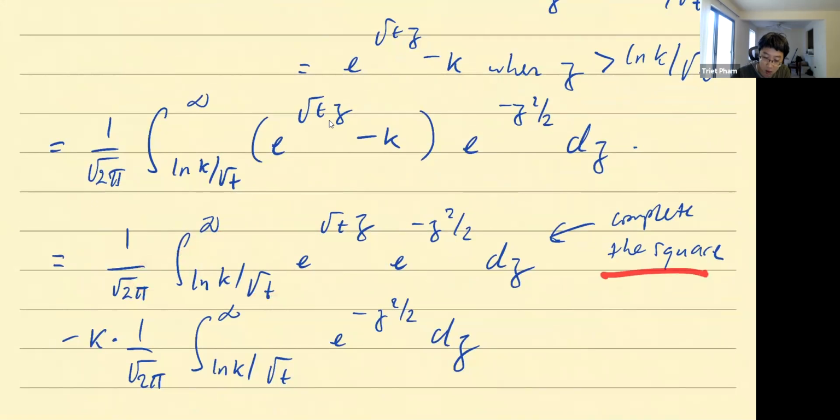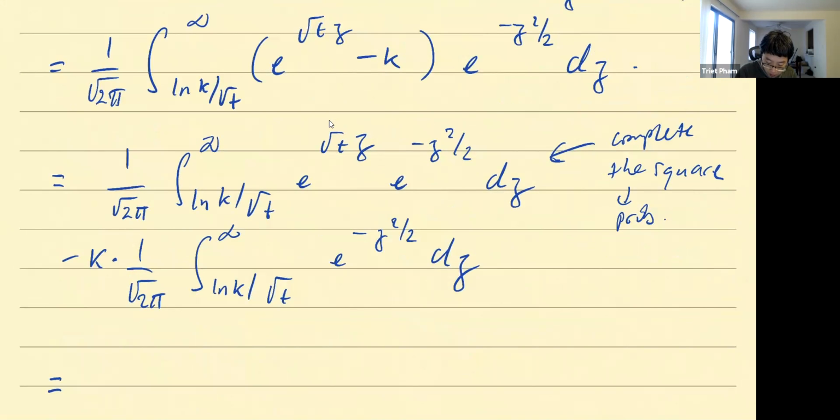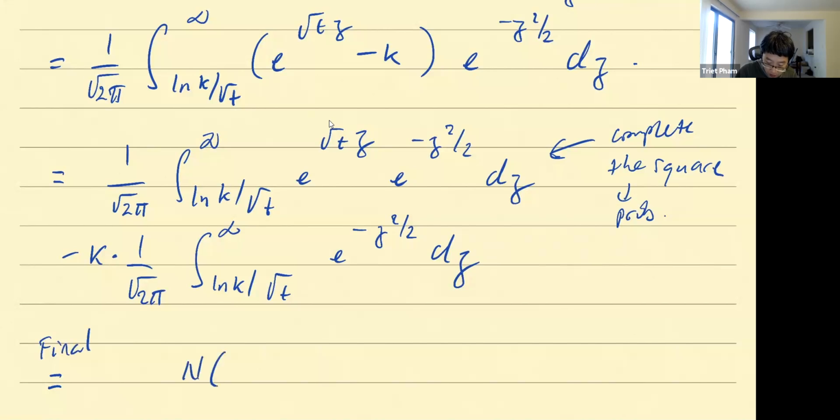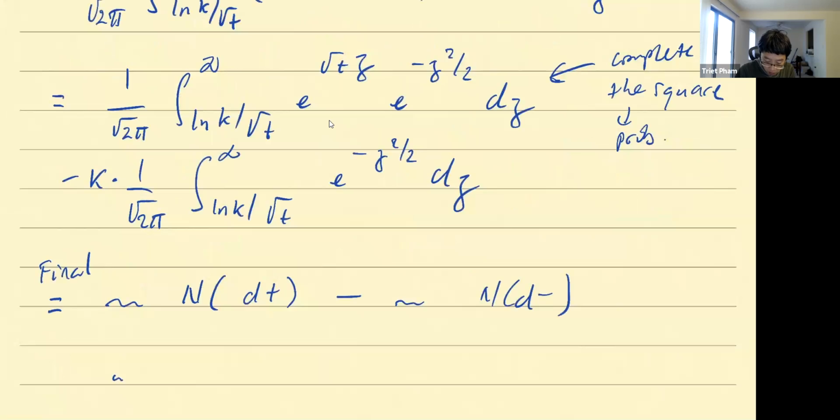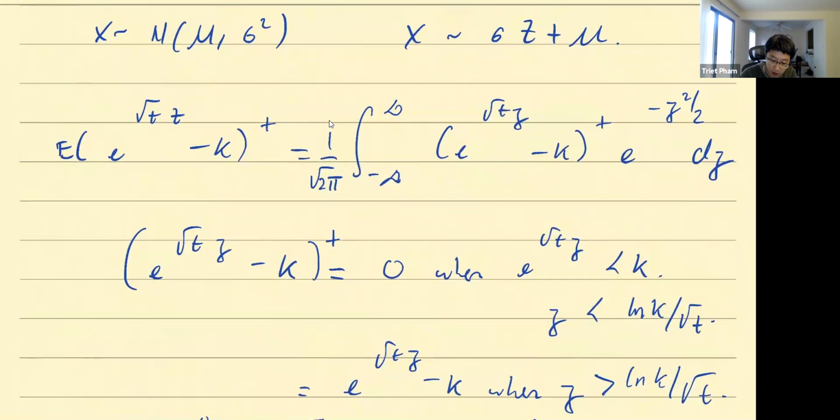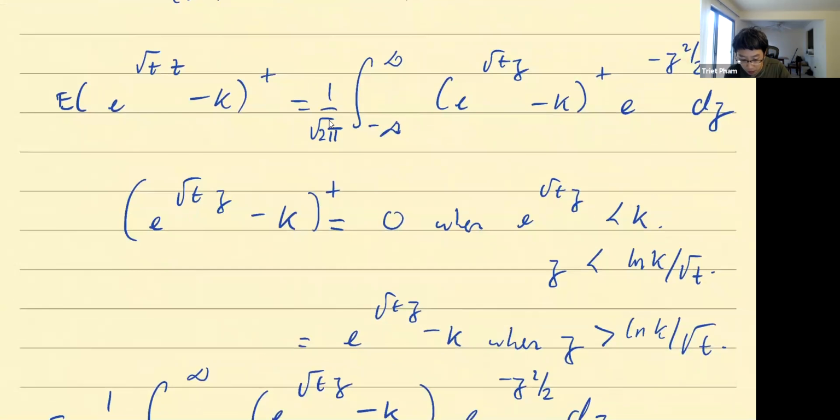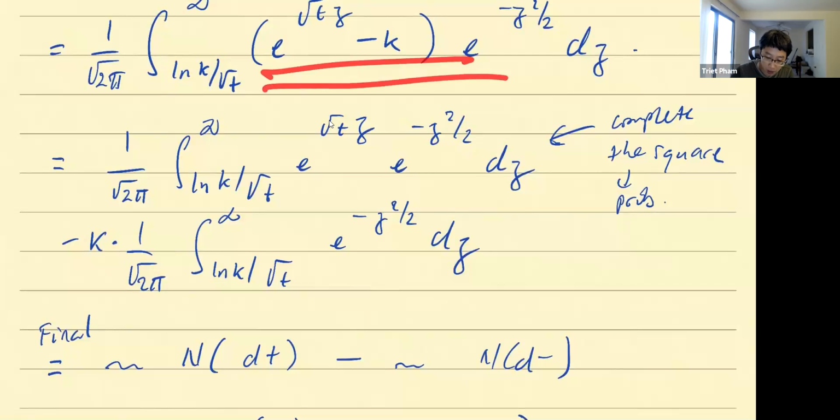So after you complete the square, you will also get a probability, but a probability of another kind, of a shifted normal. So you need to normalize it. The final answer will have a form of something N of d plus, and then something N of d minus, where by definition N of x is the cumulative distribution of a standard normal. You're asked to fill in the details of this calculation in the homework of this week. I'll stop here, but I just want to guide you and show you the generic idea of doing this kind of calculation.